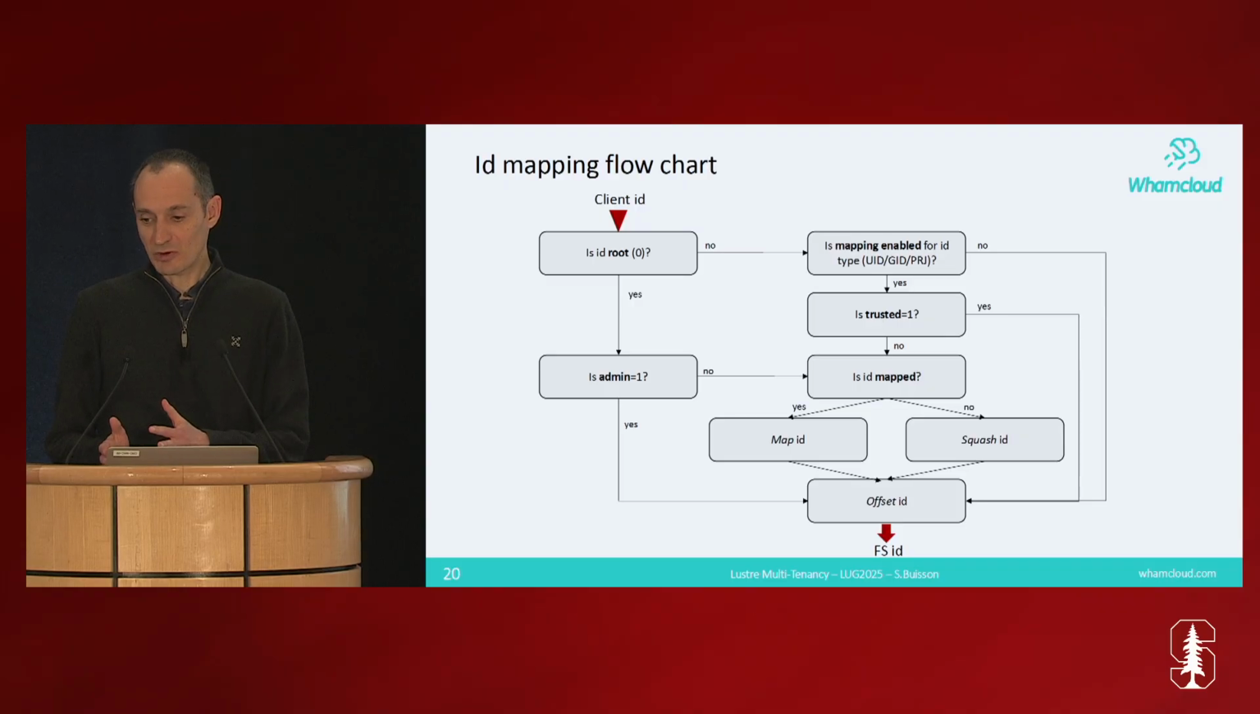For root, it's much easier. If admin is set to 1, then we just offset the root ID, 0. And if admin is not set, then we look if there is an explicit mapping. We map or squash, and then we offset. So really, the takeaway here is that we always end up applying the offset. There's no way an ID can escape the offsetting mechanism with this new feature.